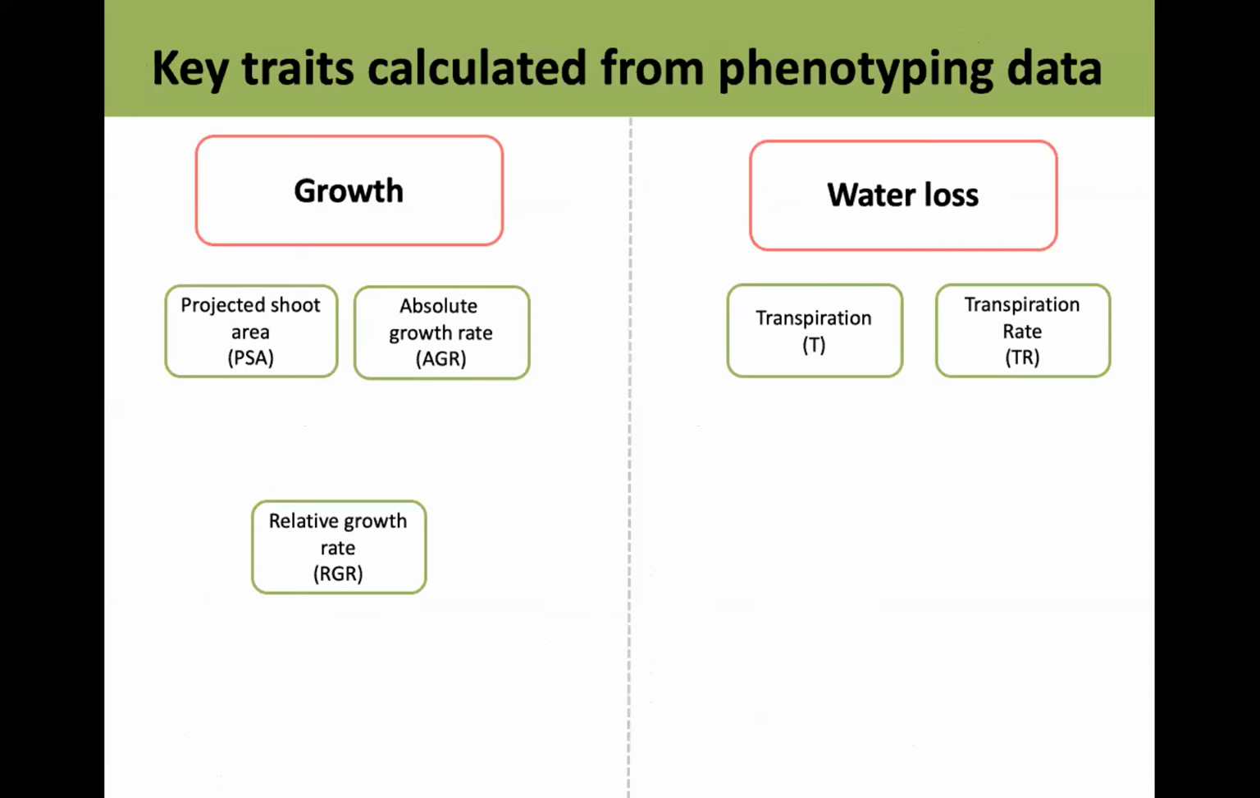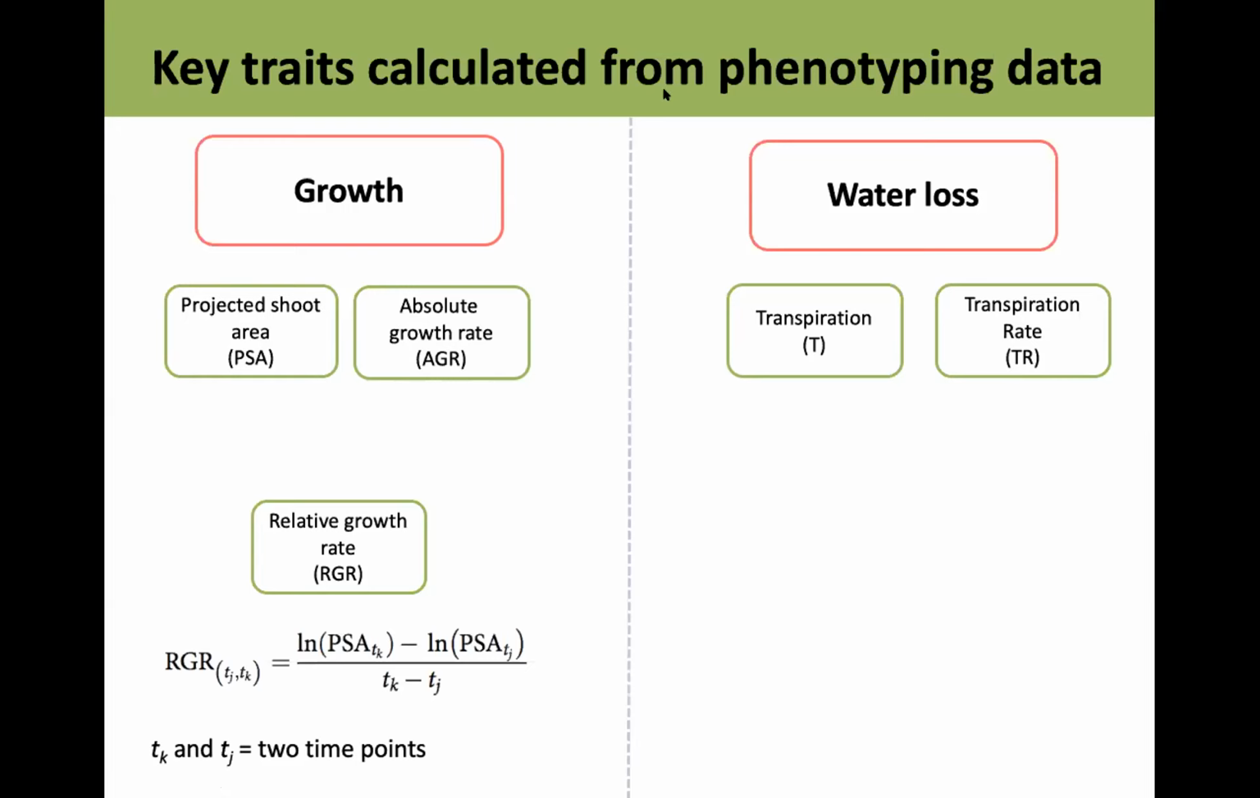So some of the key traits that I focused on during this experiment were growth-related traits. So we have the projected shoot area, which is just the sum of all the green pixels, and then the absolute growth rate, which is the total growth per unit time. And then we have the relative growth rate, which is a prominent indicator of plant productivity, and it's just the increase in size relative to the size of a plant present at the start of a given time interval. So in this case, we're just using the day before.